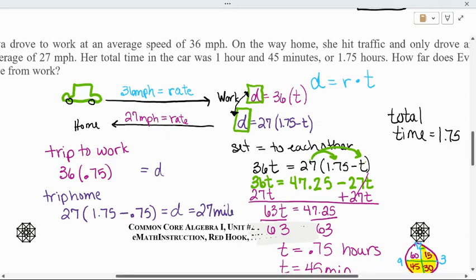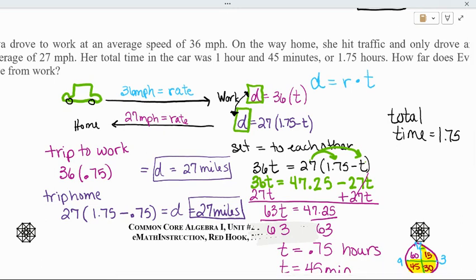Good job. Distance is 27 miles, and it doesn't matter if I plug in and solve for the bottom one or if I solve for the top one. I get the same exact answer. My distance is 27 miles. That means on the way to work, she drives 27 miles, and on the way home, she drives 27 miles. It's just that she's able to get there faster on her way to work because there's less traffic and she can go faster. So she can get there quicker, right? Because she has a faster speed.